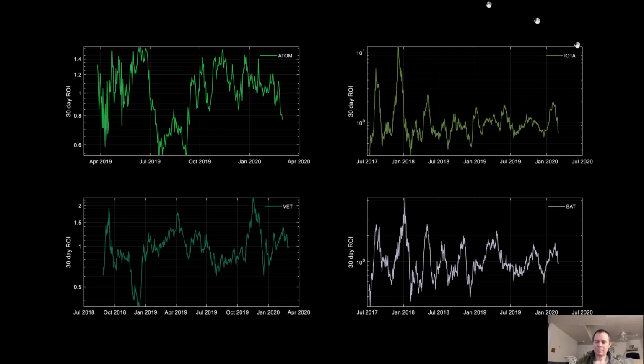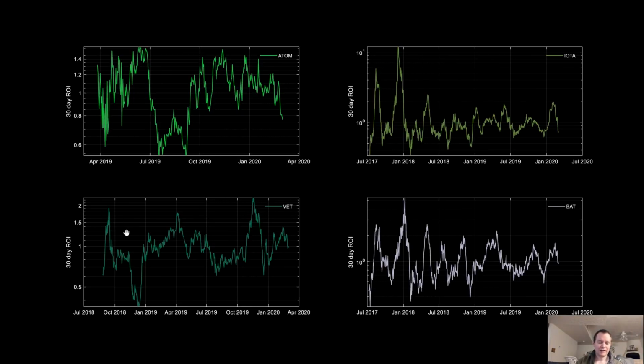We have IOTA here, and again, it also had a really good middle of the year 2017, and then it had a really good end of the year 2017. And since then, you can see that its 30-day ROI has never gone above 2x. So again, if you notice IOTA's at a 2x, take that into consideration if you're, say, swing trading or anything like that.